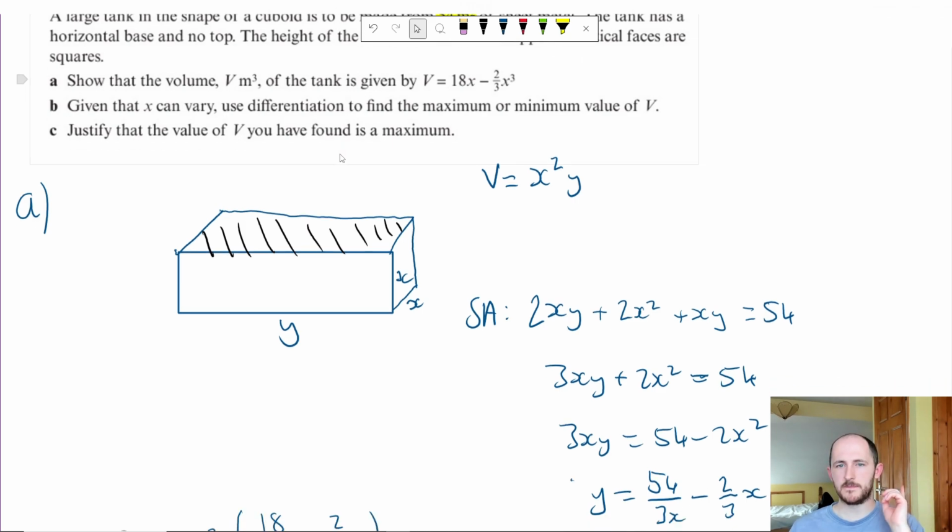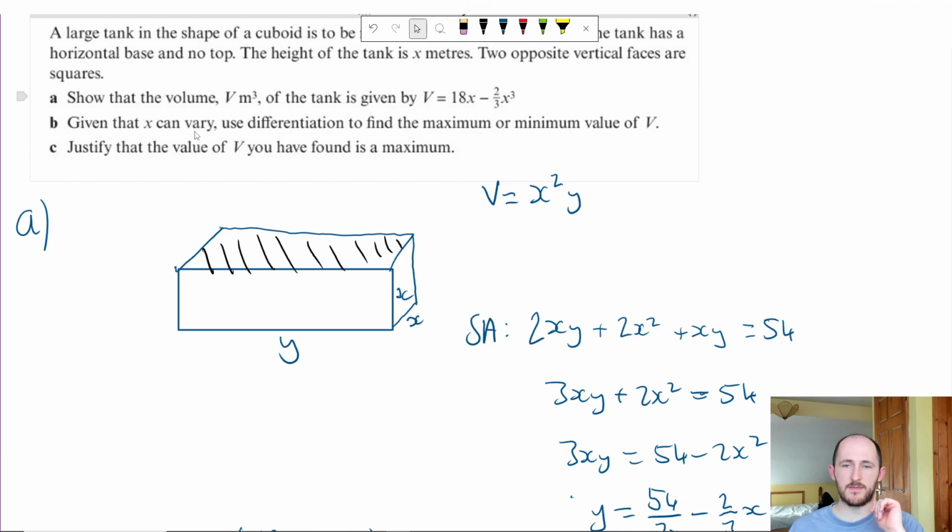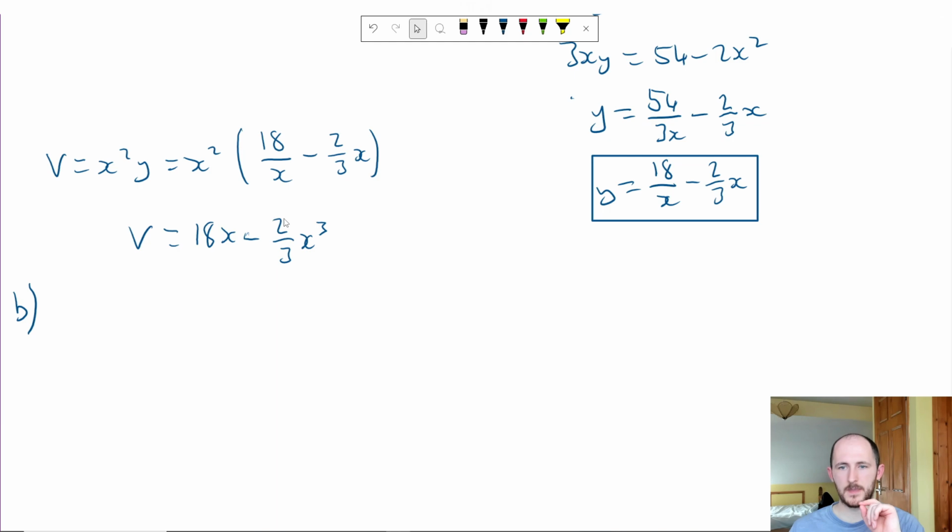So, it says, given that x can vary, use differentiation to find the maximum or minimum value of V. Here's what we're going to do. We're going to differentiate this, of course, because it's a maximum or minimum. You always differentiate with respect to whatever the variable is on the right-hand side. Another way I like to think of it is, if you have multiple copies of a variable, that's what you're differentiating with respect to. So in this case, with respect to x. And minus 2x squared. And we're going to make that equal to 0.